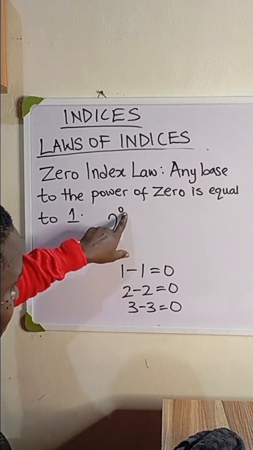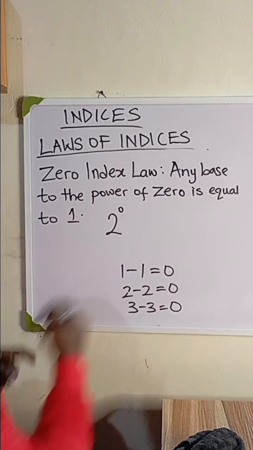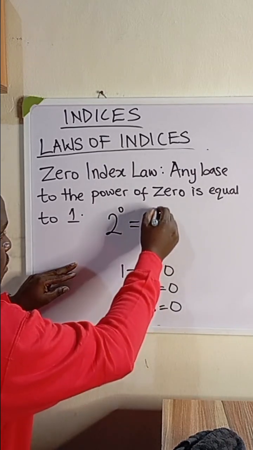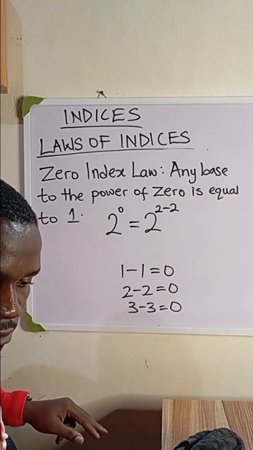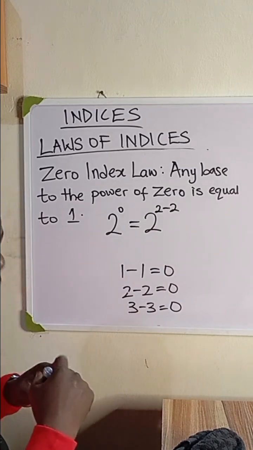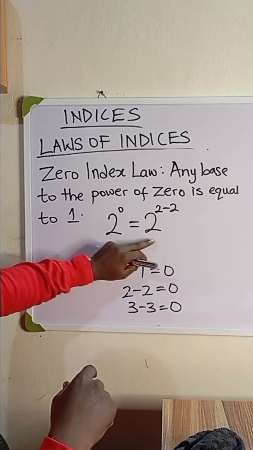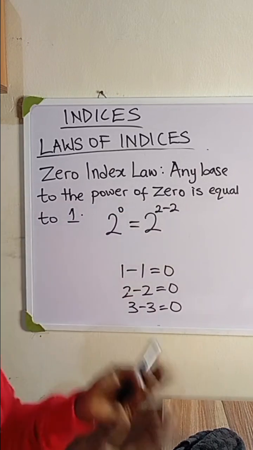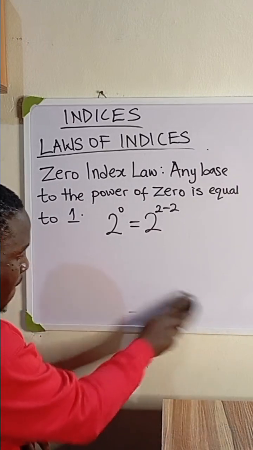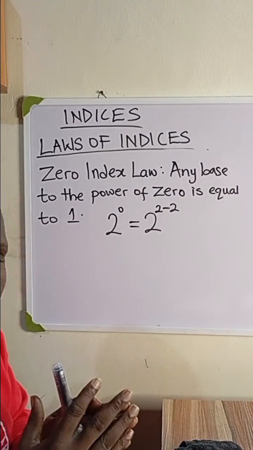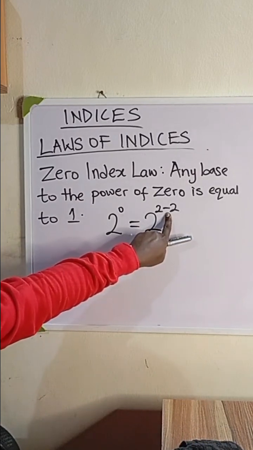So instead of having this, we are going to have this. So this will be equal to 2 to the power of 2 minus 2. Okay, so 2 to the power of 0 is the same thing as 2 to the power of 2 minus 2, because 2 minus 2 is equal to 0, right? Next, let's apply the law of subtraction for a minute. Looking at this, we can apply the law of subtraction.